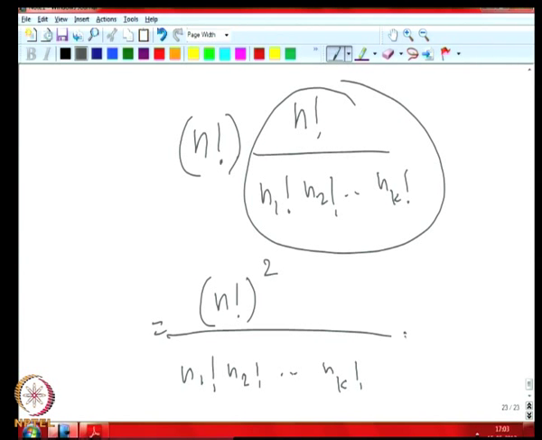So this is the number of ways to place n rooks on an n by n chessboard in a non-attacking configuration when n1 rooks are of a certain color, n2 rooks are of a certain different color, and nk rooks are of the kth color. So, we will continue in the next class.